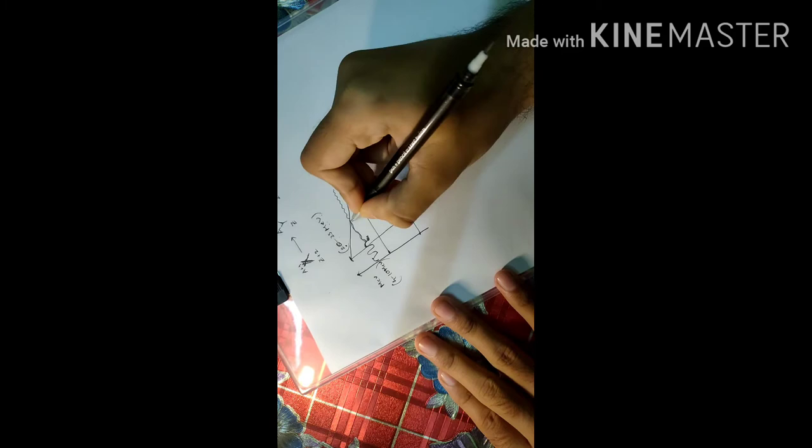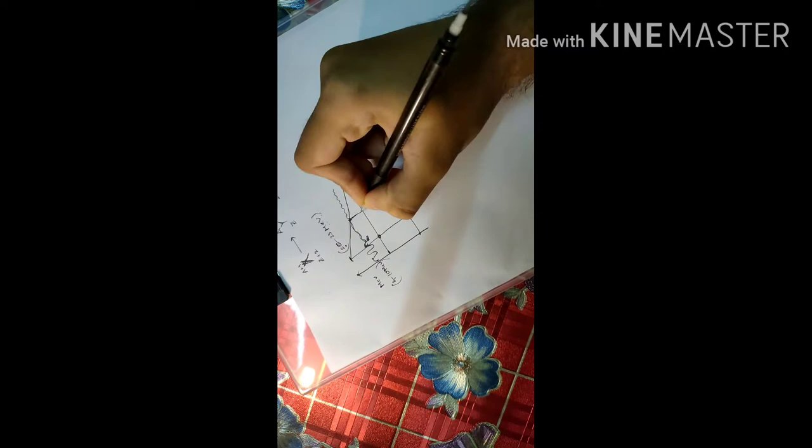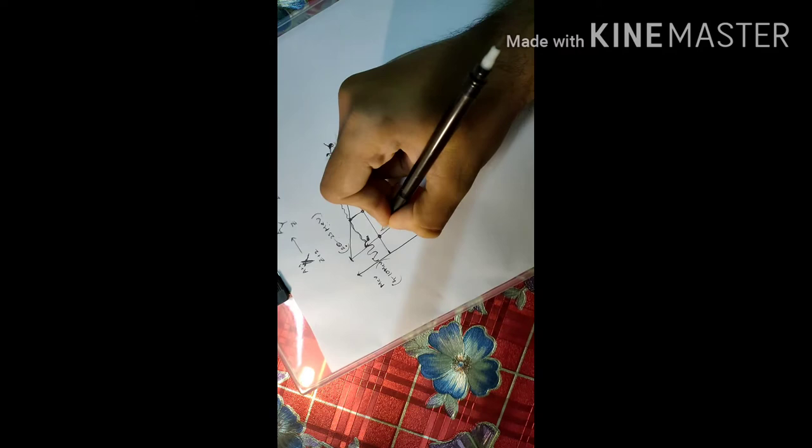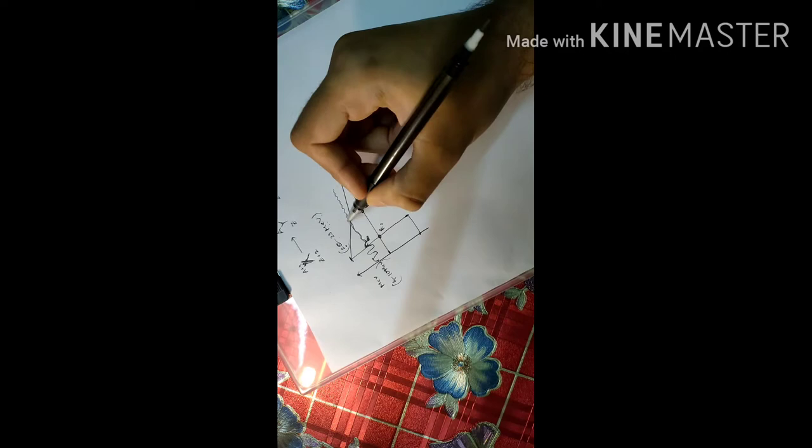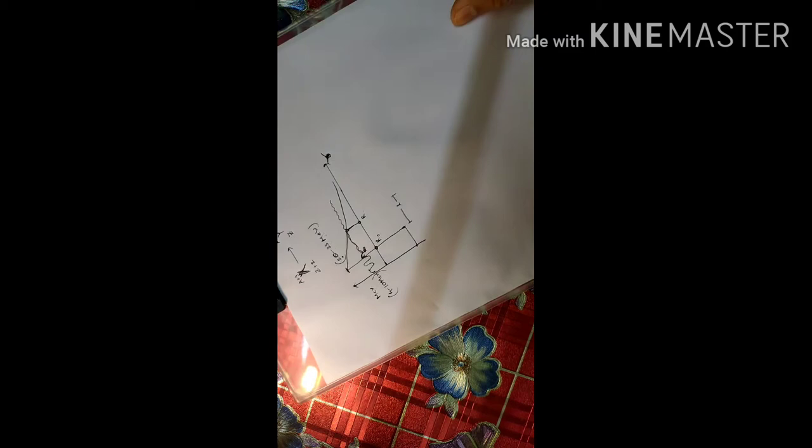This is the barrier width, which is L, and suppose this is R naught and this is R. So this is the kinetic energy with which the alpha particle will be emitted. Now we will start the Gamow theory.